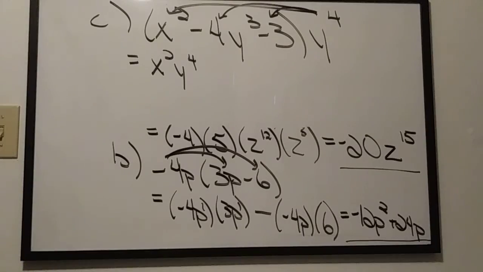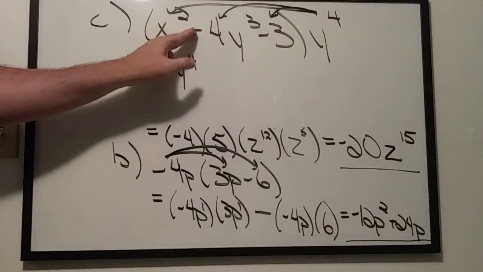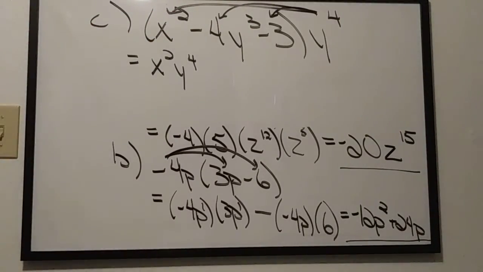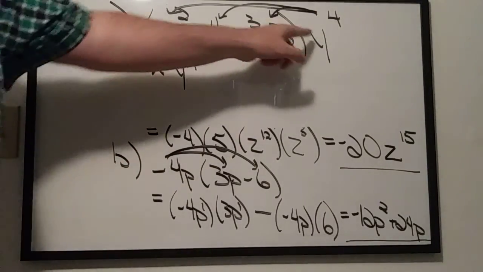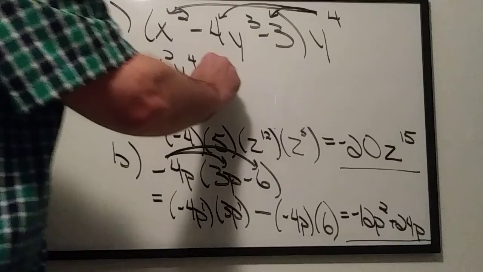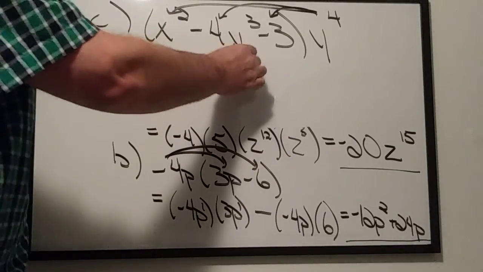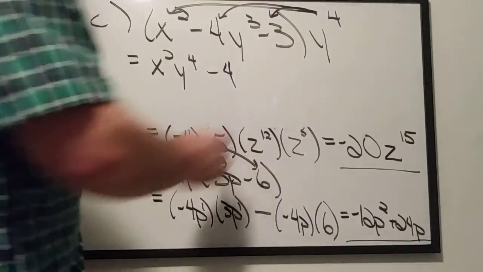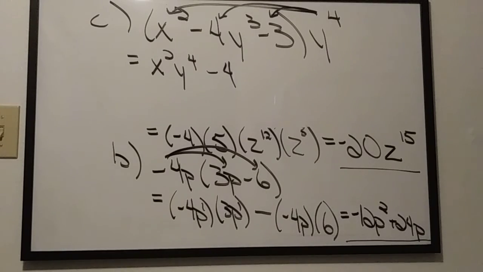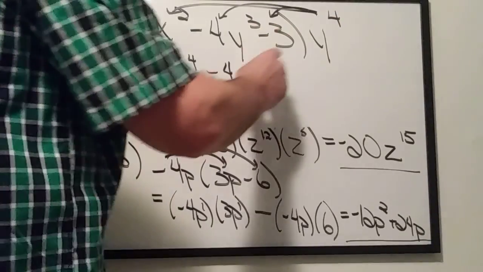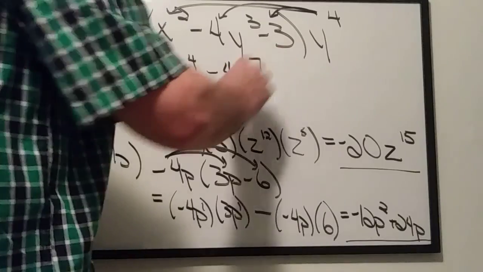In my second term in my trinomial, I have negative 4y to the third. And I'm going to multiply that times y to the fourth. Well, negative 4 times 1 is going to be negative 4. And then I have y to the third times y to the fourth. This time the bases are the same. So I can use the product rule. Y to a power times y to a power, I add the exponents. 3 plus 4 is going to be 7. So that's y to the 7th.